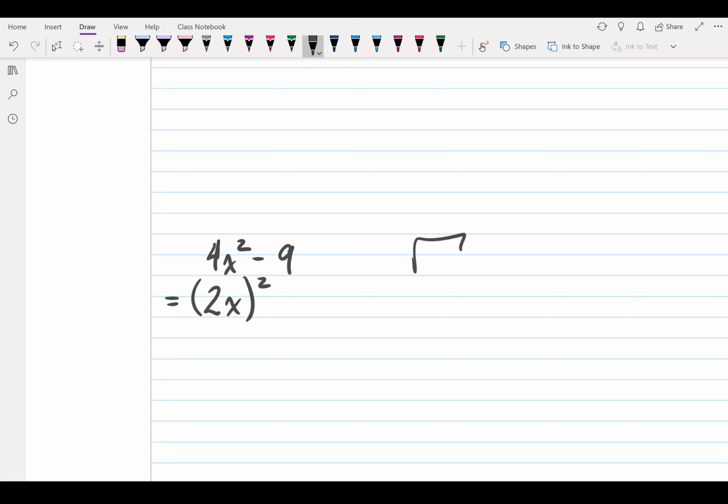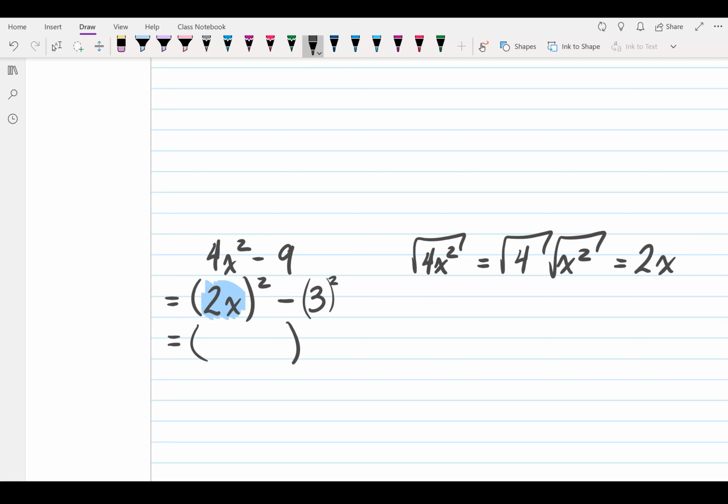How did I get that? Well, I say, what's the square root of that? It's the same thing as the square root of 4 times the square root of x squared. That gives us 2, and that gives us x. So we can say that 4x squared is 2x all squared. What about the square root of 9? Well, that's 3, isn't it? So 3 squared.